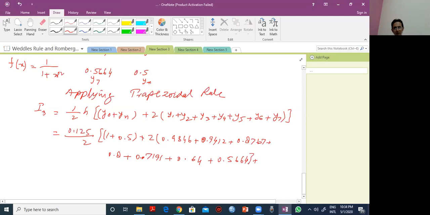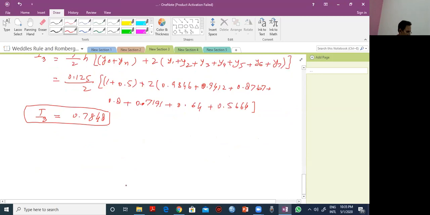And up to the end. So at the end of the values, after substituting all these values from the given table, student, we determine by applying the calculator and find the result. The result of the third integral when h is 0.125 is 0.7848.